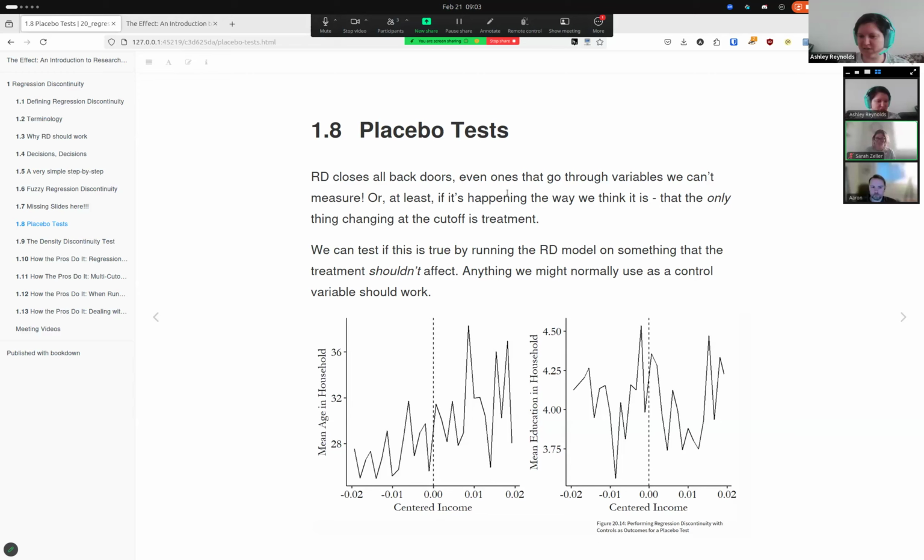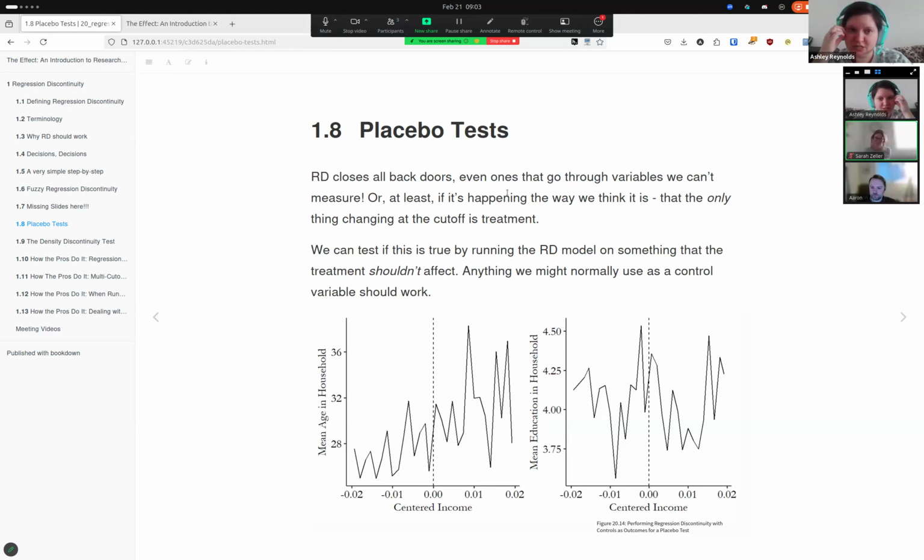All right. Hi, everyone. So today we are going to be finishing up chapter 20 in The Effect. So we've been talking about regression discontinuity, and we're just going to wrap this chapter up. We left off last week, just before we started talking about placebo tests.